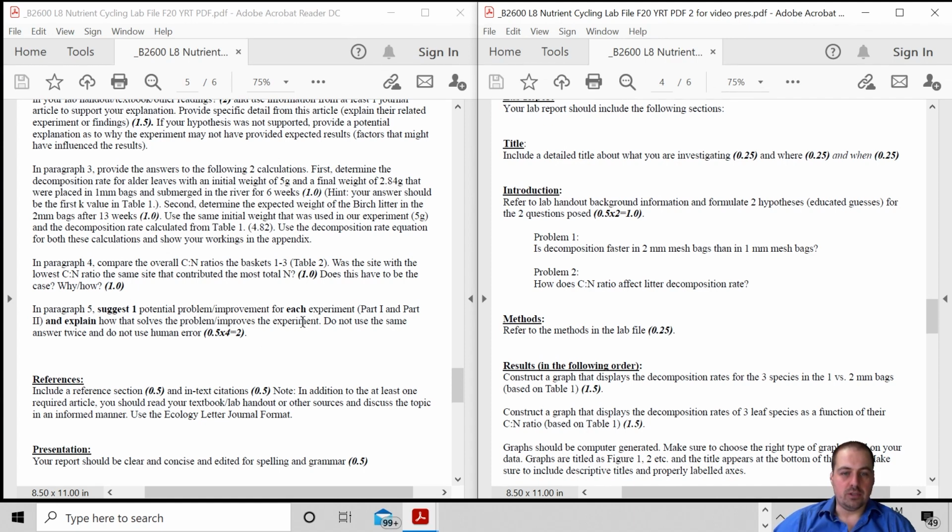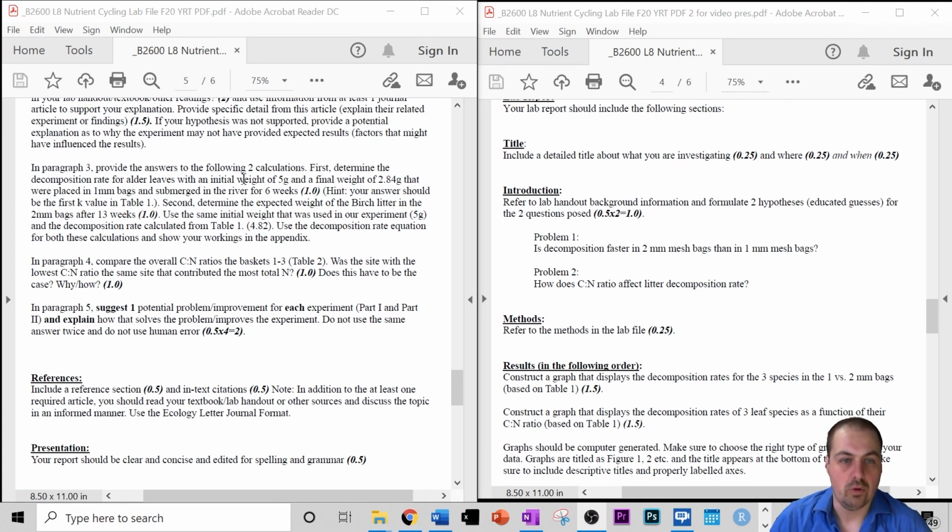One thing I'll mention is that you should give different reasons for different ones. So if you say repeat this experiment several times, you need to come up with a different problem or improvement for your other experiment, just so you guys think outside the box.